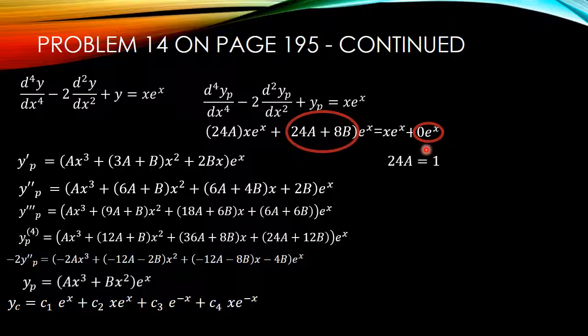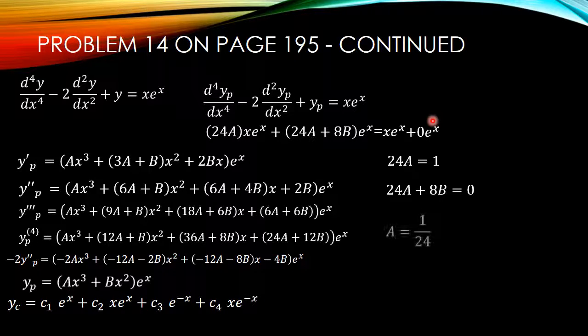I do the same thing for just the e to the x term. I have this coefficient right here on the left-hand side, and I have this coefficient on the right-hand side. So I have 2 equations and 2 unknowns. I should be able to solve this system. I can find that a is equal to 1 over 25.